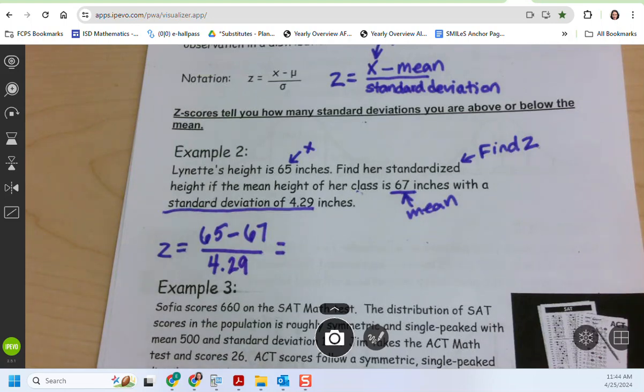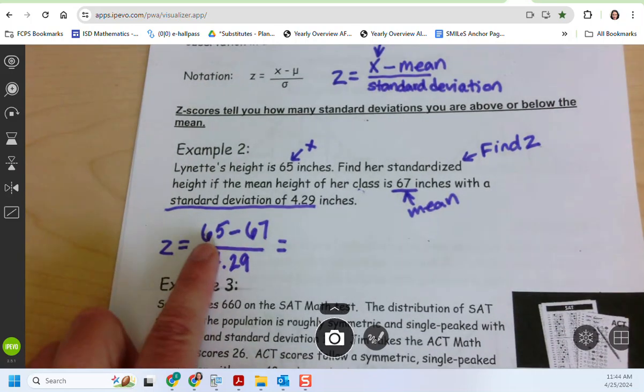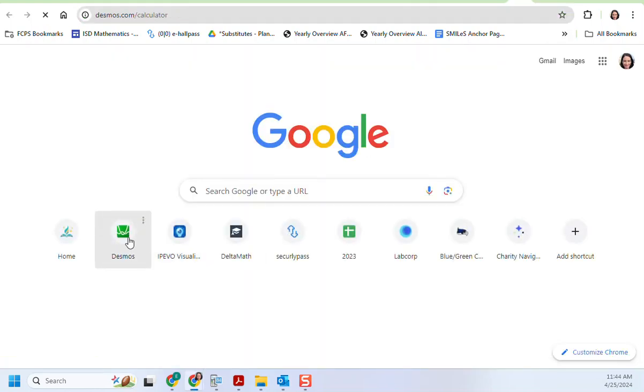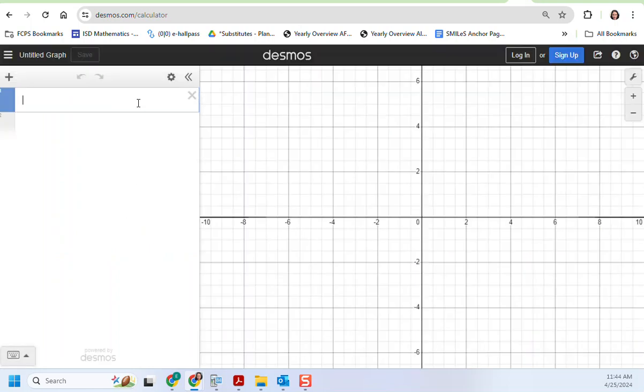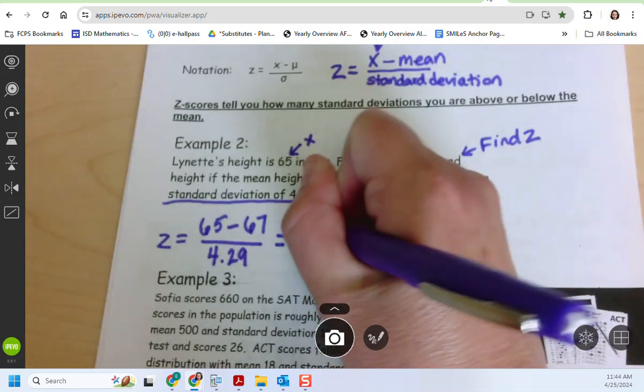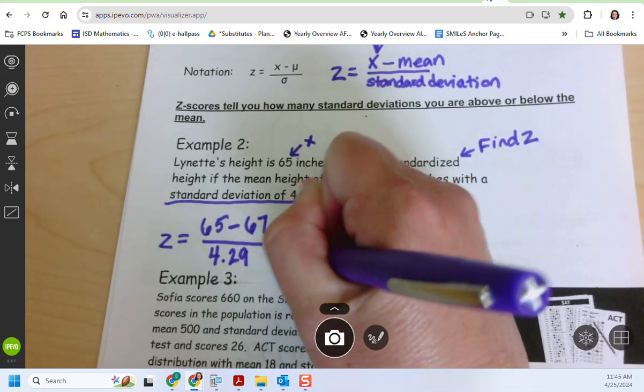65 minus 67 is going to get us what kind of number? Positive or negative? Let's try. 65 minus 67. Negative 2. Okay. It's giving us a negative number, and sometimes people get a negative number and they think they're doing it wrong, but no, z-scores are positive and negative.